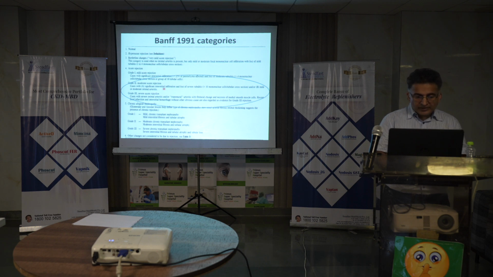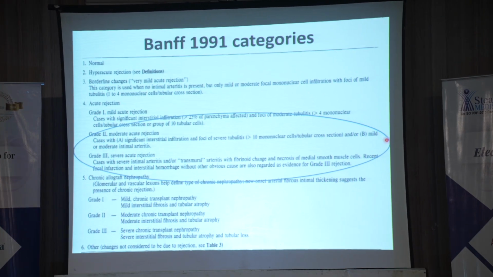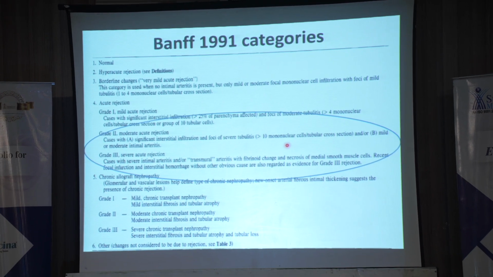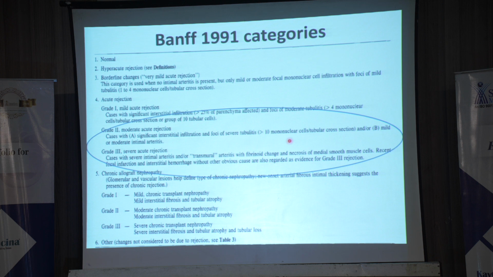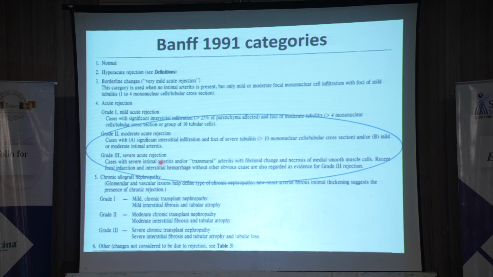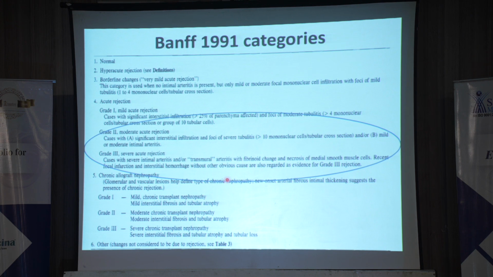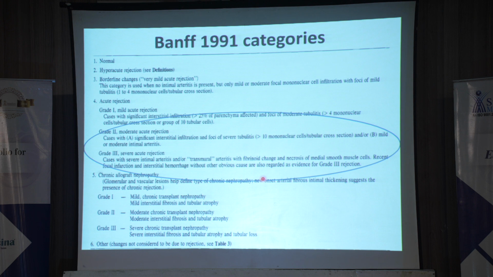Mild or moderate intimal arteritis was labeled as cases with A, significant interstitial inflammation with severe tubulitis, more than 10 mononuclear cells, and or B, so grade 2B, they used to label it as vascular rejection, with no separate label. It was just grade 1, grade 2, grade 3. Grade 3 was severe acute rejection. Severe acute rejection means cases with severe intimal arteritis or transmural arteritis with fibrinoid change, that means fibrinoid change and necrosis of the medial smooth muscle cells, or recent focal infarction or interstitial hemorrhage without other obvious cause, are also regarded as evidence for grade 3 rejection.